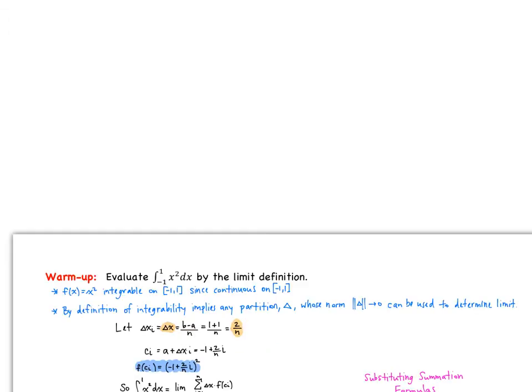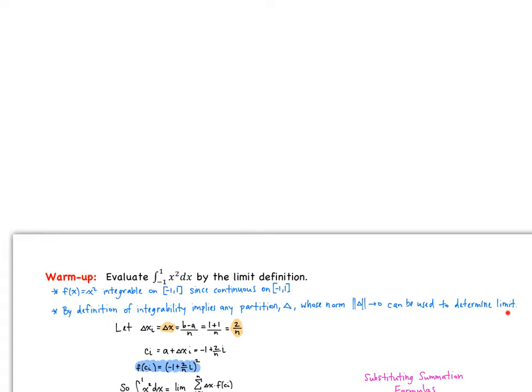Okay, so now we're going to get some practice evaluating definite integrals by using the limit definition. There are a few criteria that we need to meet first. First, f of x is going to be x squared, and we know that it's integrable on [-1, 1] since it's continuous on that interval. So by the definition of integrability, any partition delta whose norm approaches 0 can be used to determine the limit.